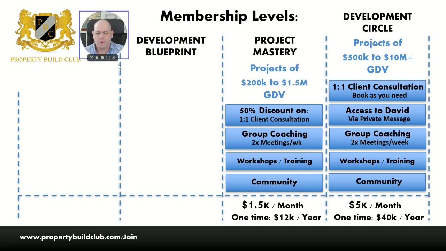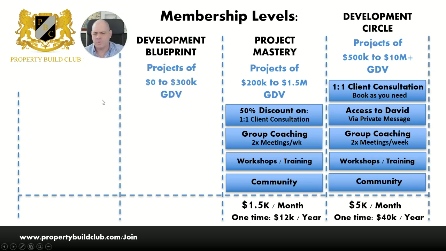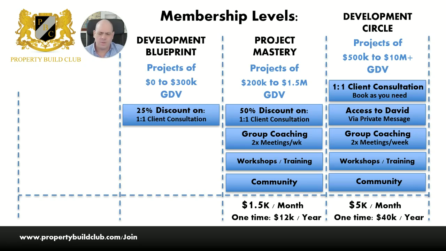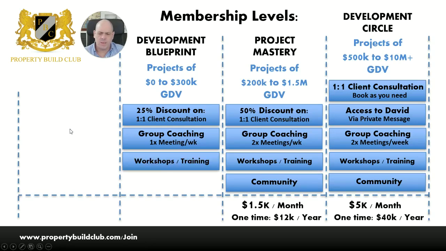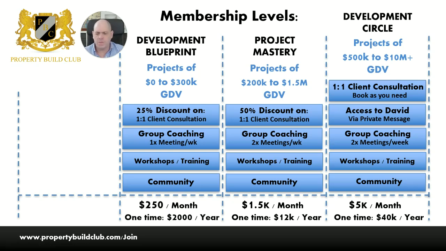The third level we have is Development Blueprint. This is for projects from 0 to 300k. You get a 25% discount on client consultation meetings. You get one coaching meeting per week. You get workshops and trainings and the community of people working towards this same goal, and that is $250 per month, or a one-time fee of $2,000 for the year, giving you a discount.